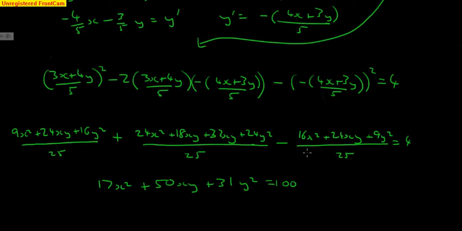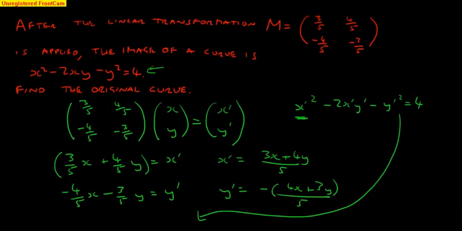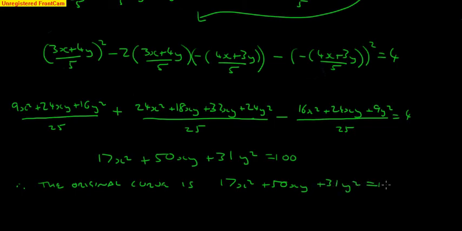And that's it done then. I'll write a statement at the end here. So this is the original curve. Yeah, okay. Original curve is 17x squared plus 50xy plus 31y squared equal to 100.